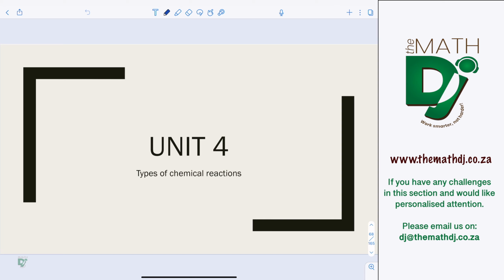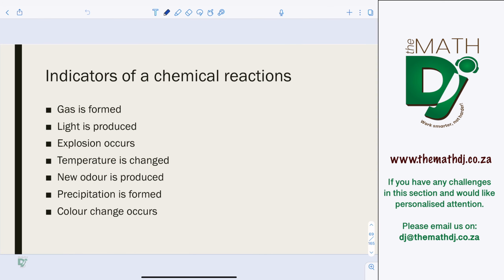Welcome back. Unit 4, Types of Chemical Reactions. Indicators of chemical reactions. Whenever two substances are mixed, the indications that there is a chemical reaction are: number one, a gas can be formed; number two, light can be produced; number three, an explosion can also occur; number four, there can be a temperature change.